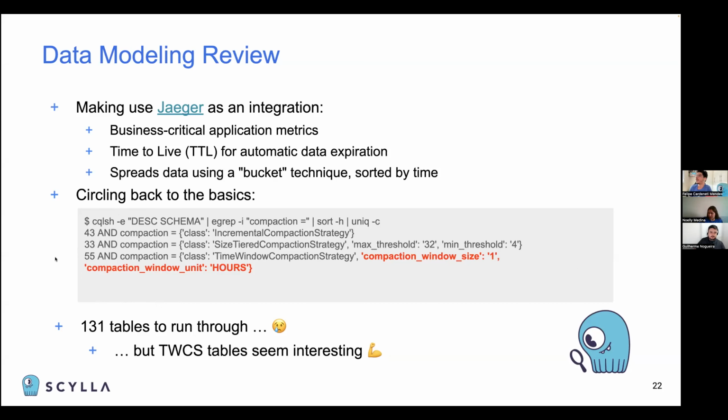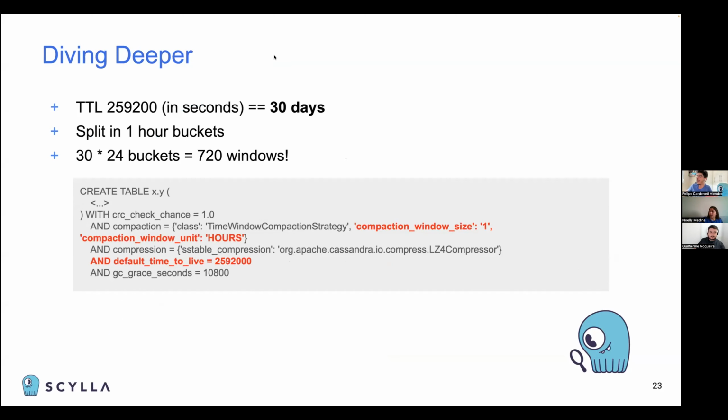So 1 hour bucket, doing a basic math calculation, translating the TTL in seconds, that would mean 30 days. And considering that our table was splitting in 1 hour buckets, what would translate to 720 windows, and think that this is for a single table. Can't imagine for 55. So it was generating a huge number of open files.